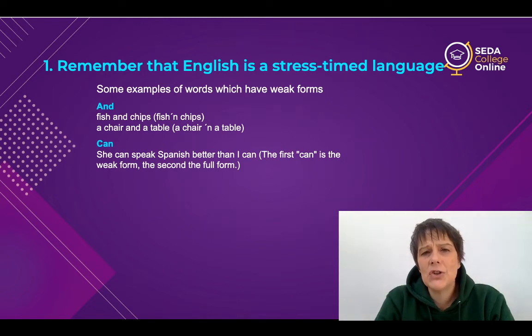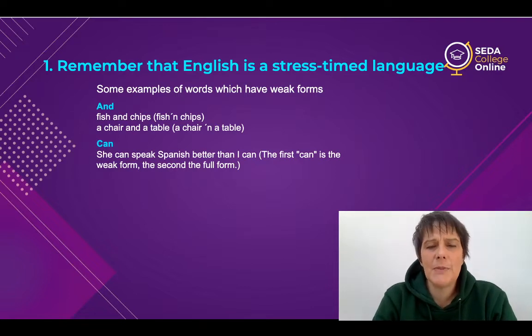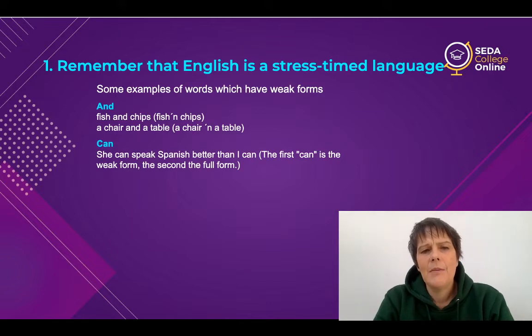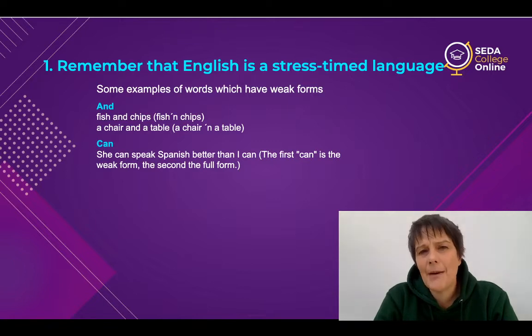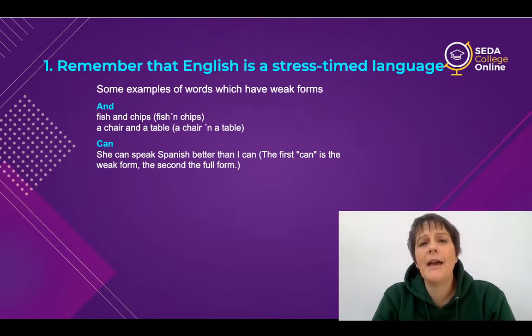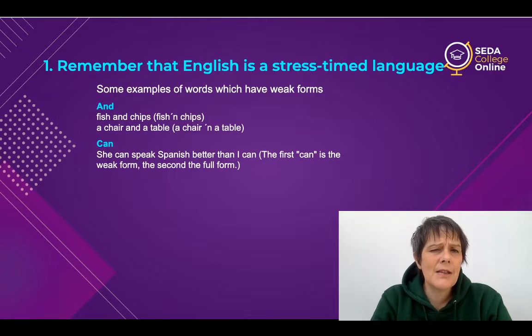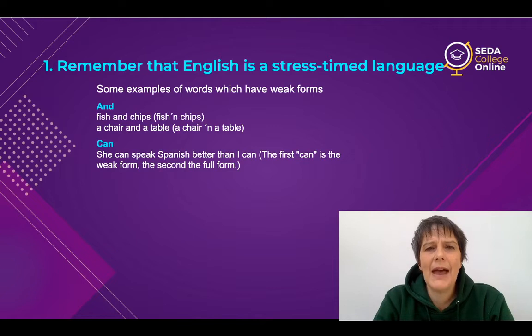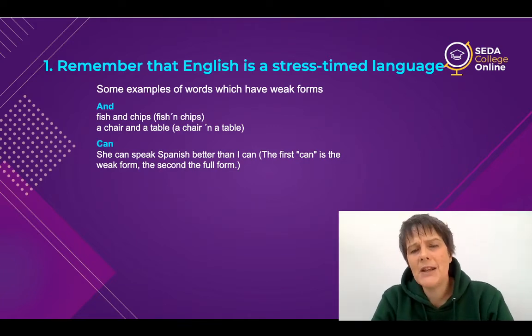Then "can": there's a strong form and a weak form of can. So, she can speak Spanish better than I can. She can speak better Spanish than I can. Because we know that we're repeating the verb can, we only really need to say it properly once. We can hear that you're saying it twice. Just say it once. We know what the verb is. Otherwise, just say it as quickly as you can. And the point is that she can do it better than me. So, she can speak Spanish better than I can.